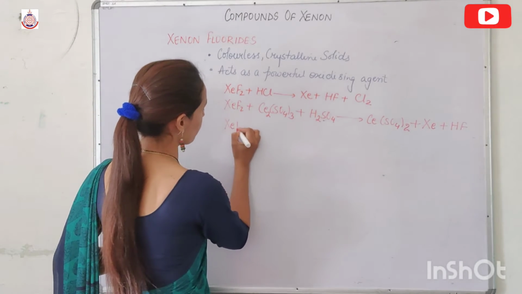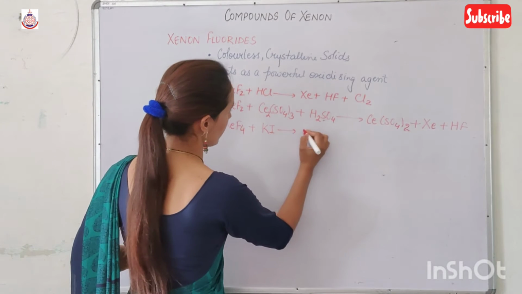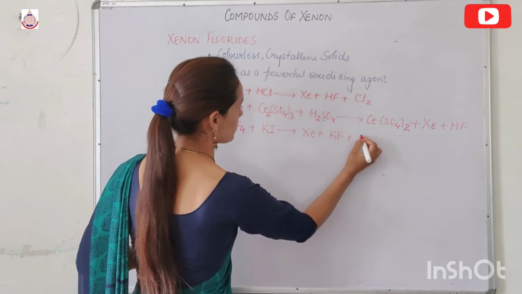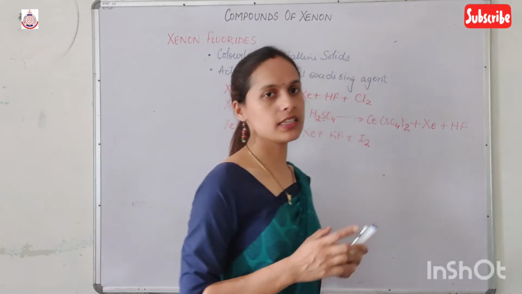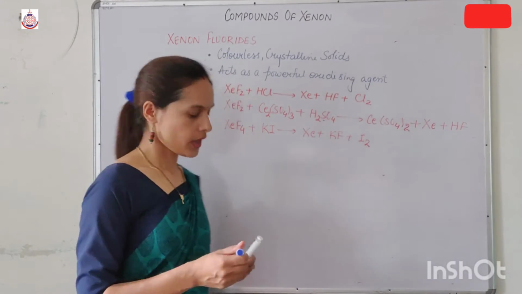Similarly, when XeF4 reacts with KI, then we get Xe plus KF plus I2. So these reactions prove that the different fluorides act as powerful oxidizing agents.